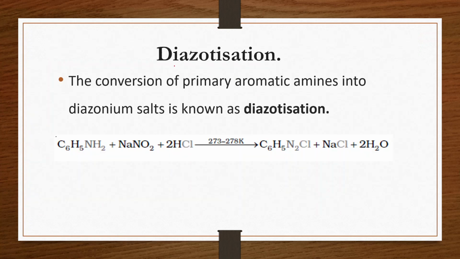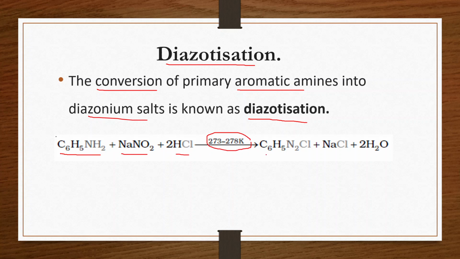First one is diazotization. The conversion of primary aromatic amines into diazonium salts is known as diazotization. See the reaction? This is C6H5NH2, aniline. When reacted with NaNO2 and HCl at low temperature, we will get benzene diazonium chloride, C6H5N2Cl, plus NaCl plus 2H2O. This reaction is known as diazotization.